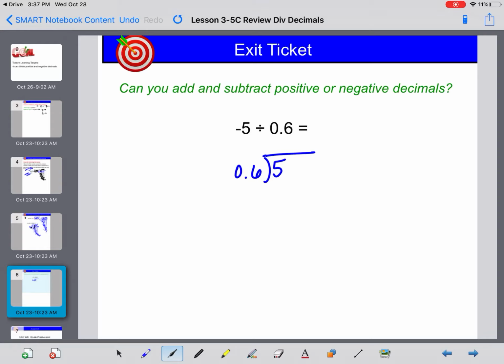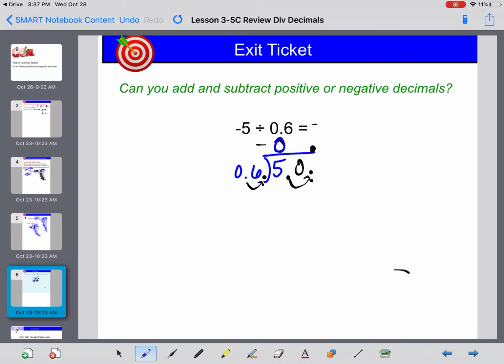All right, hopefully you've got it set up like this. You know you can't have a decimal in the divisor, so you move it one place. The decimal in a whole number follows it and isn't always written. You put the decimal in and move it also one place to the right. Now I bring the decimal straight up. Does 6 go into 5? Nope. Oh, wait, a negative divided by a positive is a negative answer, so let's put that negative so we don't forget it. Now let's go with our division.